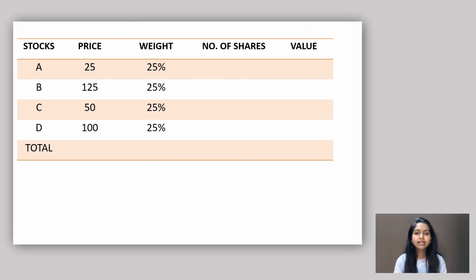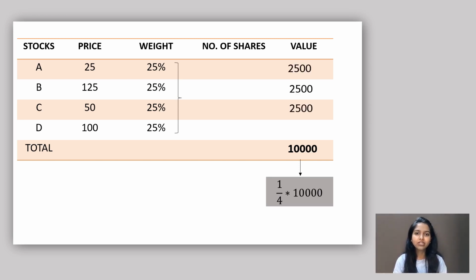We'll complete this table starting first with the value. Assuming that the total portfolio index value is 10,000, and because we know every stock weighs 25%, 1/4 of this value is allocated to each stock, that is 2,500 each.